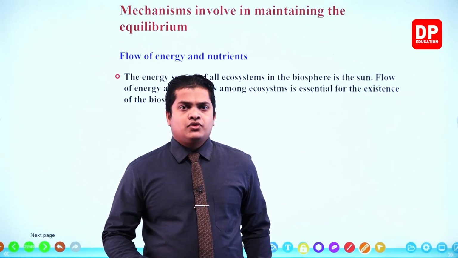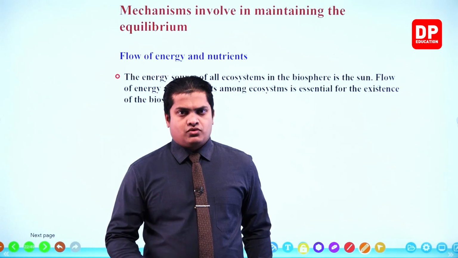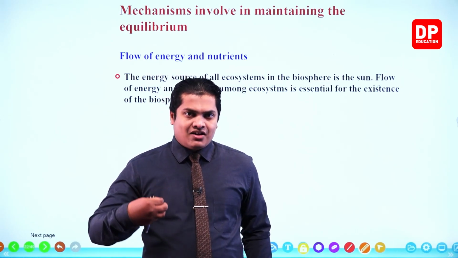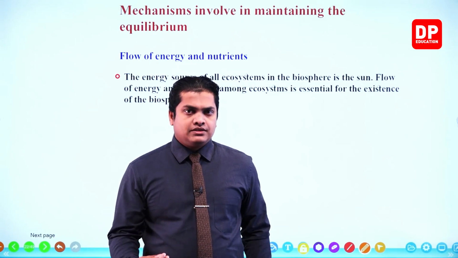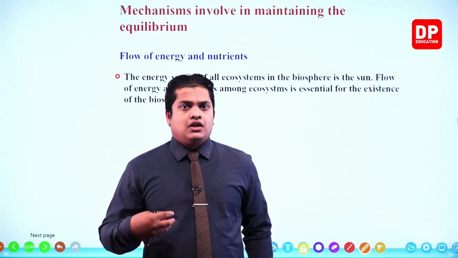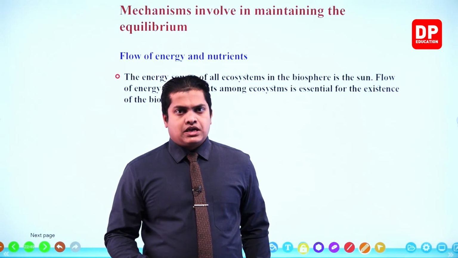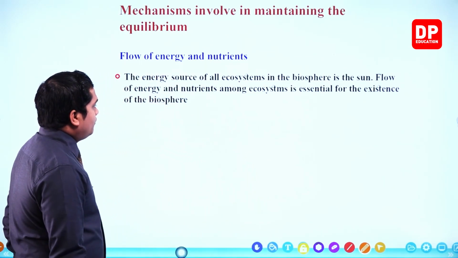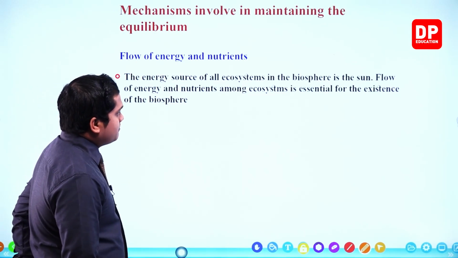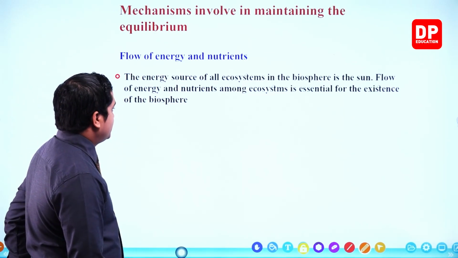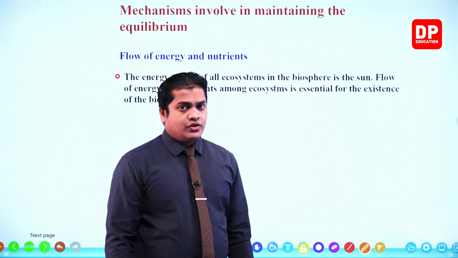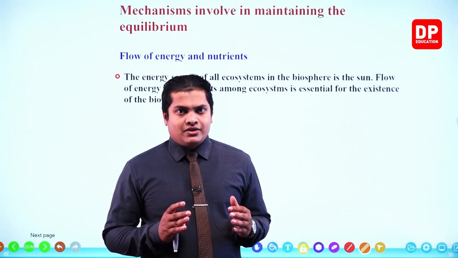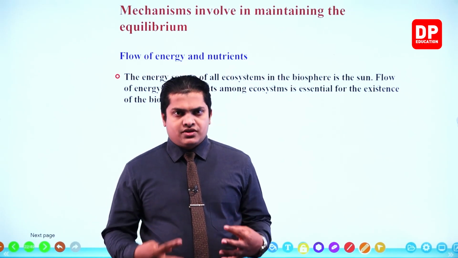So energy for the photosynthesis process is obtained from solar energy or sunlight. So the main energy contained in our tissues and bones and all the other living tissues is mainly composed of solar energy, right? Okay then. Flow of energy and nutrients among the ecosystem is essential for the existence of the biosphere. So you know that plants are the ones acting as the producers. They are the ones who produce the food for us.